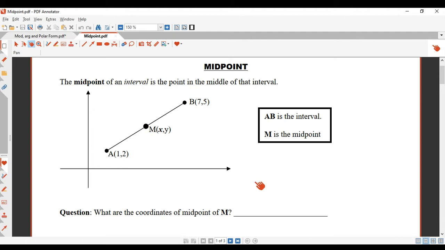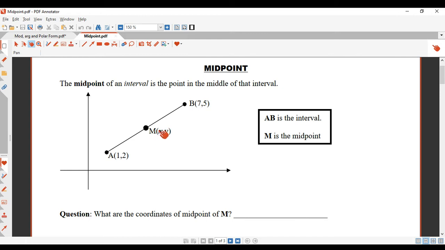Okay, we're going to look at something called midpoint. The midpoint is the point which is in the middle of an interval. So if you've got an interval A, B, the midpoint is the point on that interval right in the middle. So let's see if we can work out what the midpoint is for this particular example.